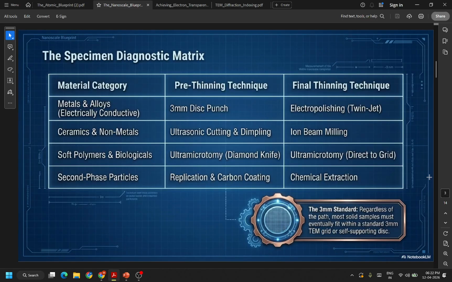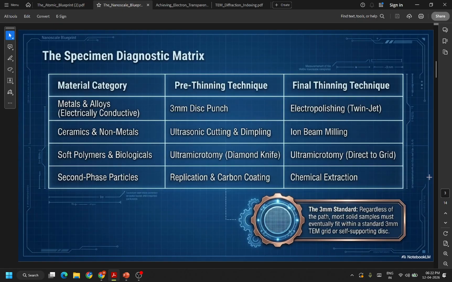So there are two techniques. One is pre-thinning and one is final thinning. For metals and alloys, pre-thinning is done by creating a 3 mm disc punch, and then final thinning is done by electropolishing using a twin jet. For ceramics and non-metals, pre-thinning is done by ultrasonic cutting and dimpling, and final thinning is done by ion beam milling.